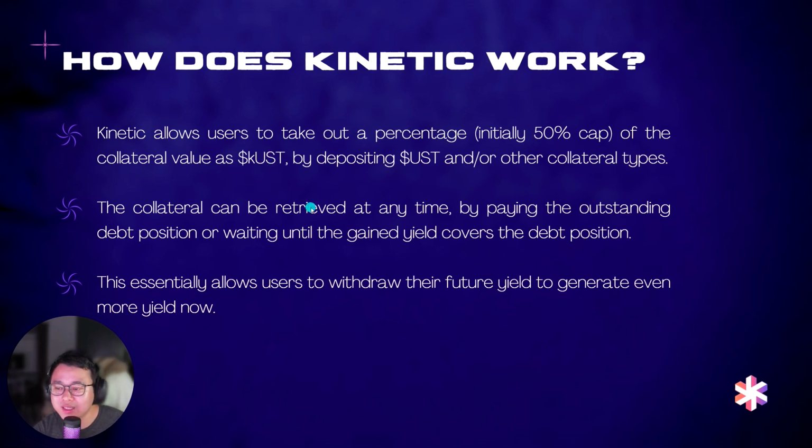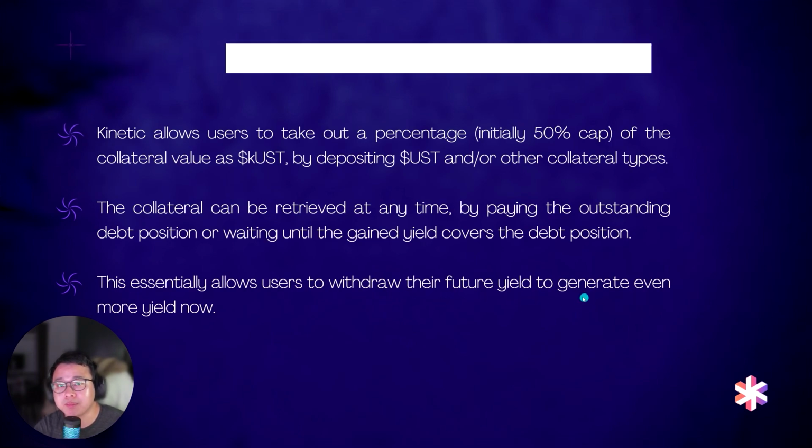So your UST collateral can be retrieved at any time by paying either the outstanding debt position, which is your KUST, or you can wait until the gained yield covers the debt position. Because when you deposit UST into Kinetic, they're going to take the UST on their back end, and then they're going to put it into Anchor protocol to earn yield. So your collateral is actually earning yield, which is paying off the debt for you. This essentially allows users to withdraw their future yield to generate even more yield in present time.